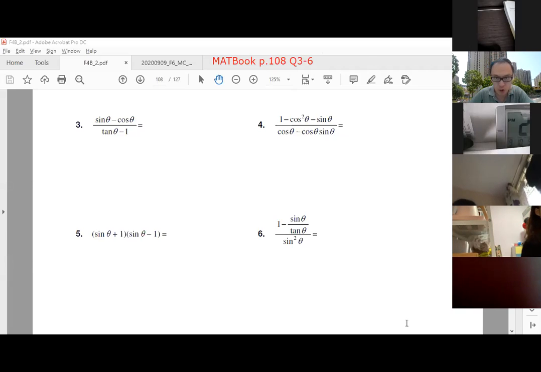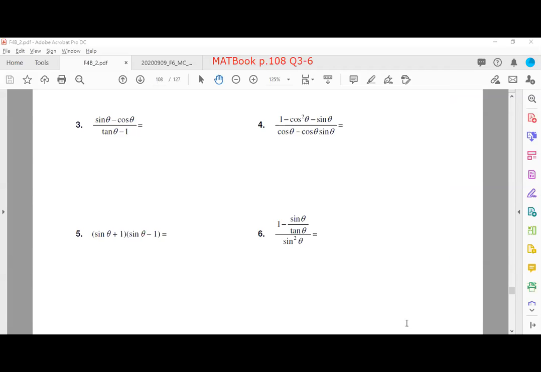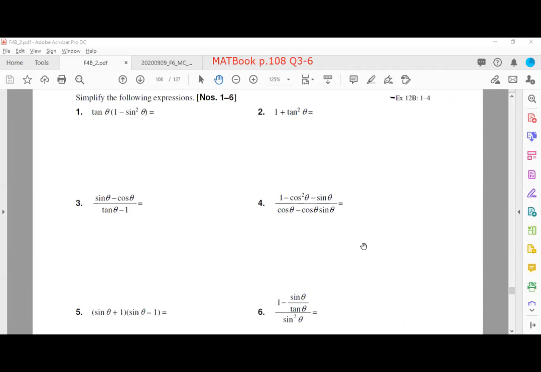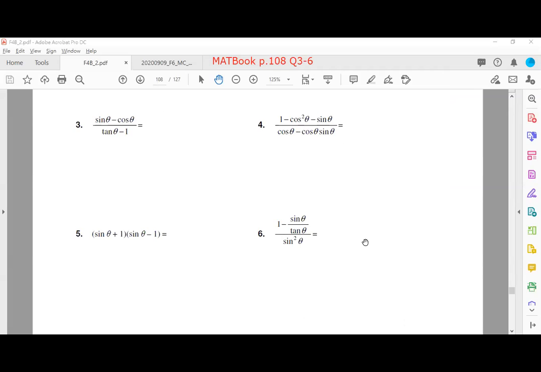So let's go back to page 108. Page 108. Yes, so we were talking about question number 1 and number 2. We have talked about 1 and 2, and then I will start from question number 3, and then to number 6.